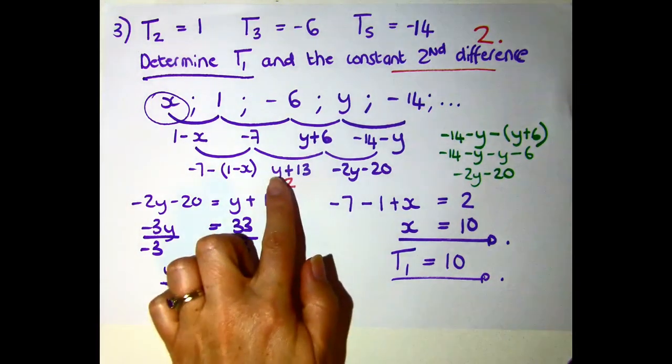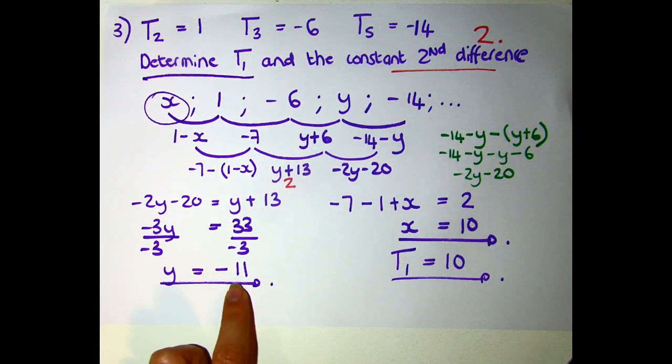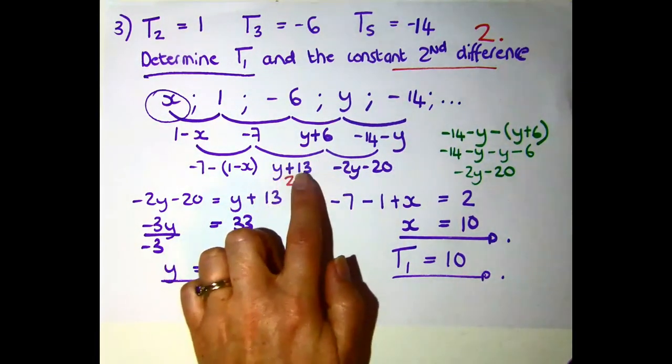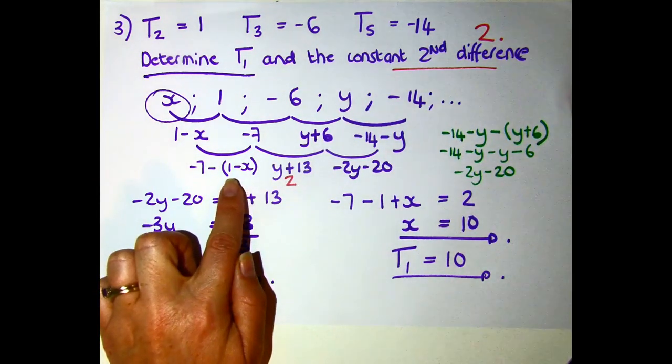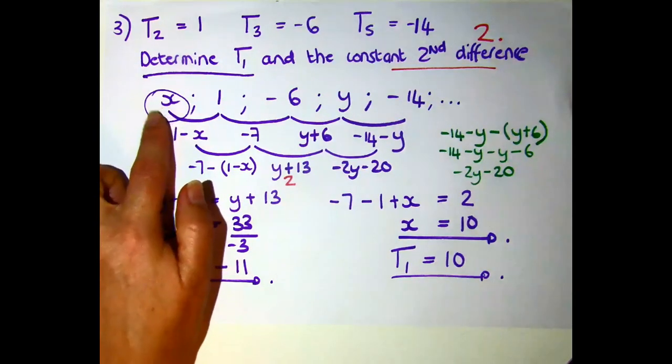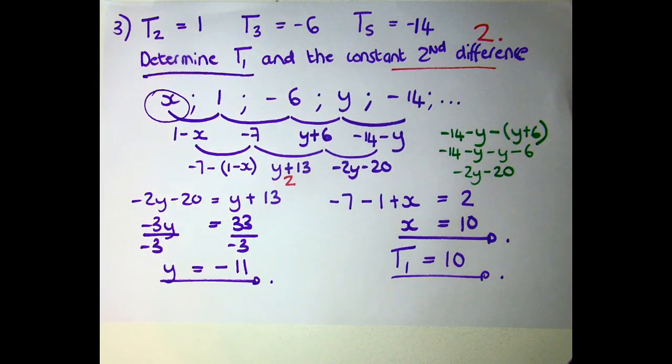When we got the value for y, we found that y was negative 11, which made the second difference 2. Knowing that, we could then solve for x, and x was actually the first term anyway. So then we had the answer to all the questions.